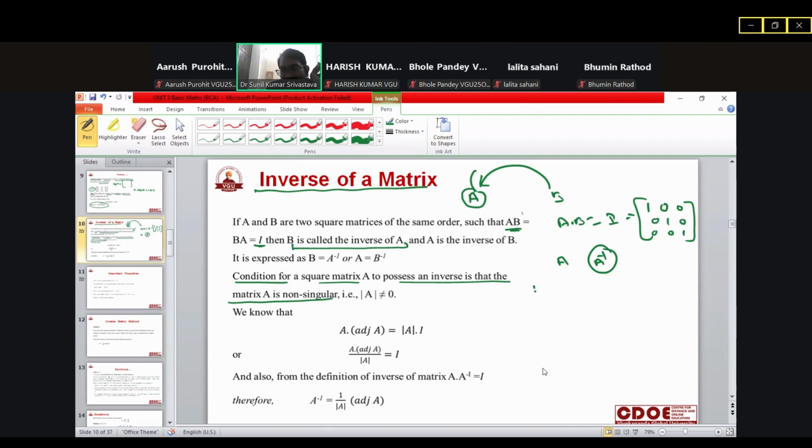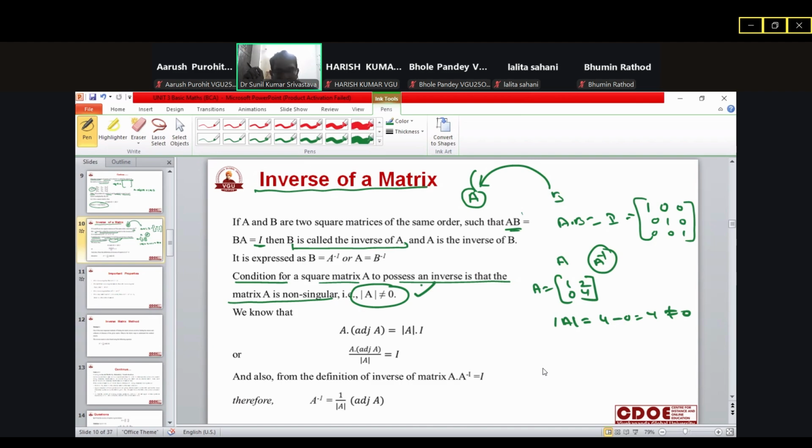Non-singular matrix: any matrix A, suppose we have matrix A with rows 1, 2 and 0, 4, is said to be non-singular if its determinant value, that is 4 minus 0 equal to 4, is not equal to 0. If the determinant value is not equal to 0, then the matrix is said to be non-singular. If the determinant value is equal to 0, the matrix is said to be a singular matrix.